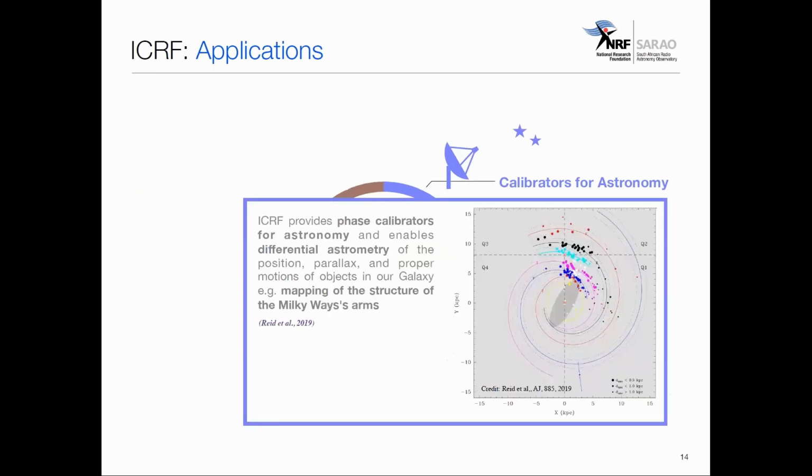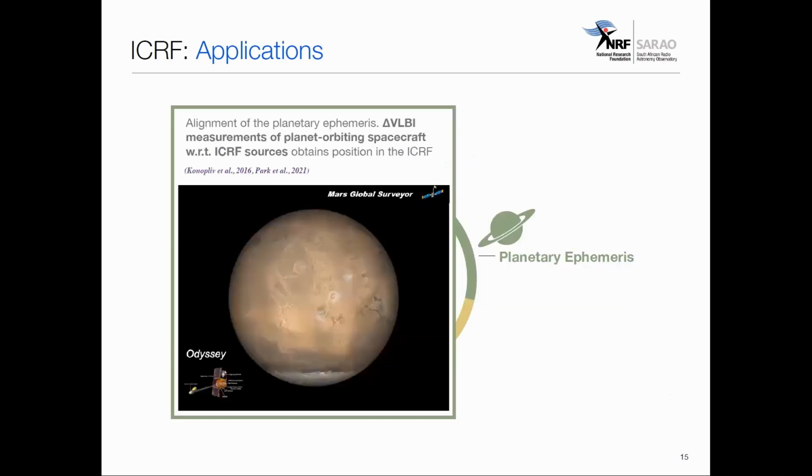First, calibrators for astronomy. These sources are used as phase calibrators for astronomy and for differential astrometry. Alignment of the planetary ephemeris is another one. We do differential VLBI measurements of planet-orbiting spacecraft with respect to the ICRF sources, and this obtains the position of our planets within the ICRF.